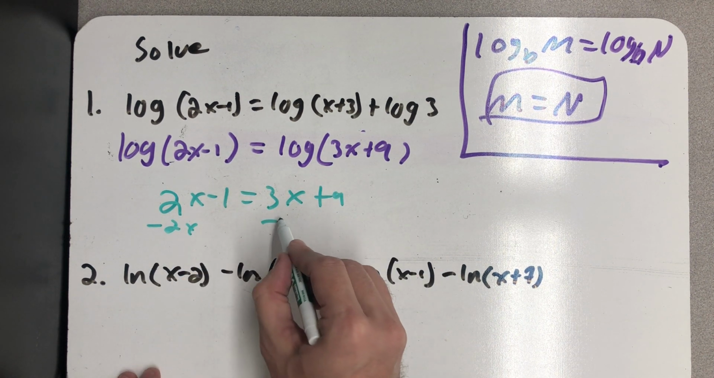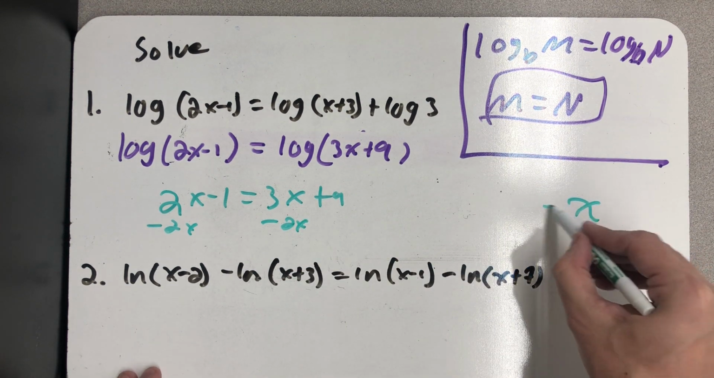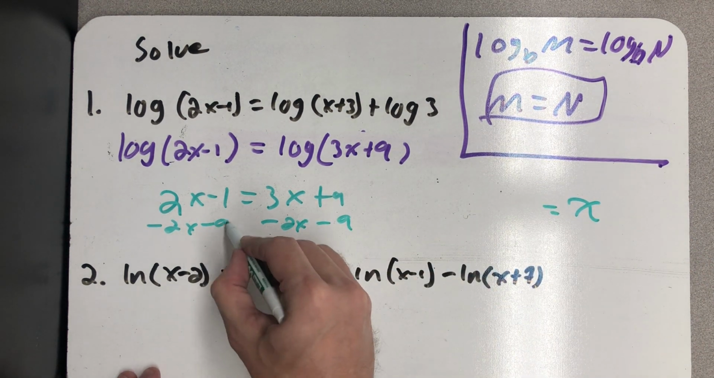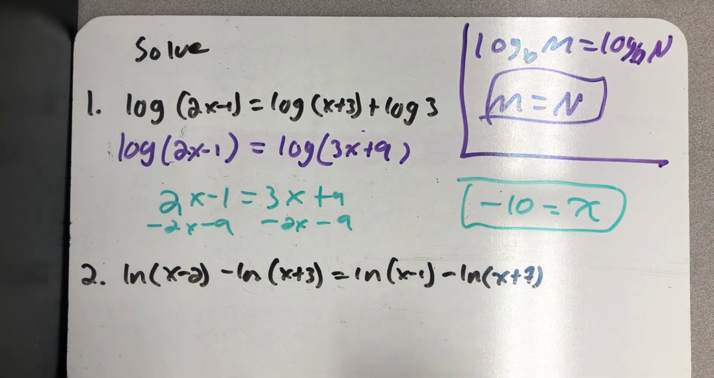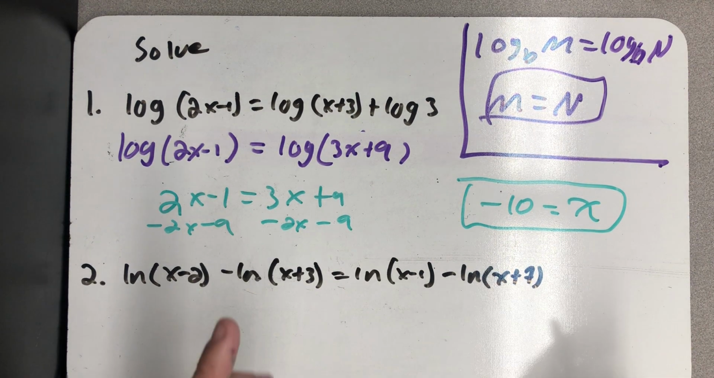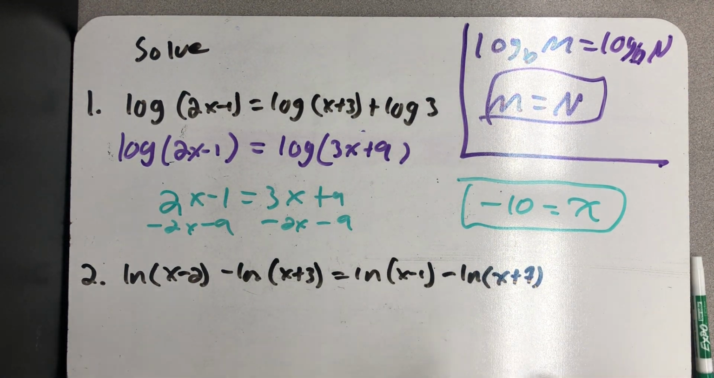Take 2x away from both sides, and I will get x equals, and if I go on and take 9 away, I get minus 10. So it looks a lot like x is going to be equal to minus 10, and this is where, if we just stopped, we would have made a really bad mistake.